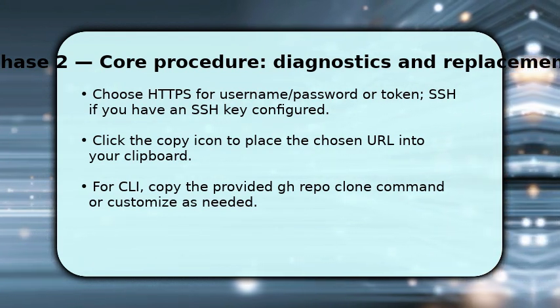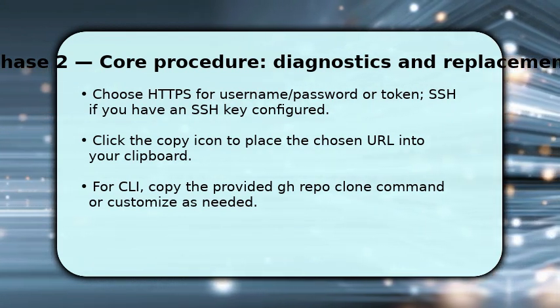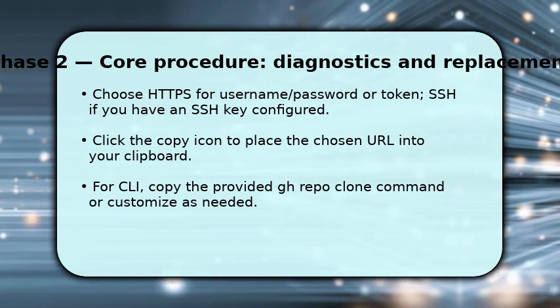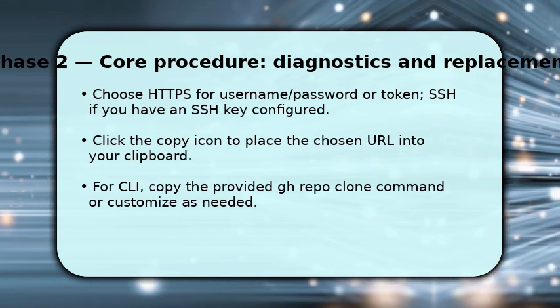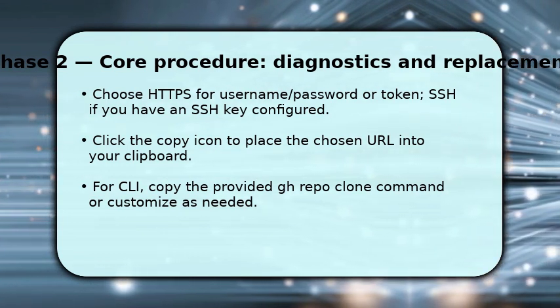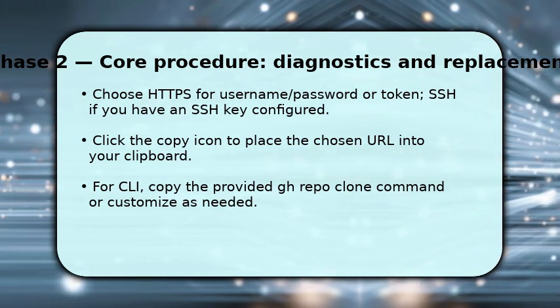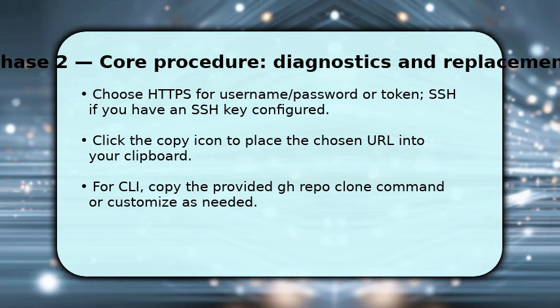After choosing, click the copy icon. This places the repository URL into your clipboard for immediate use. If you selected the GitHub CLI option, you'll see a ready-to-run gh repo clone command. Copy it if you plan to clone from a terminal. Make sure your local environment matches the chosen method before proceeding.